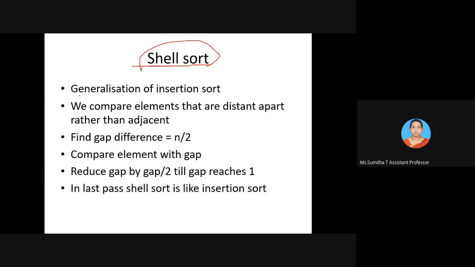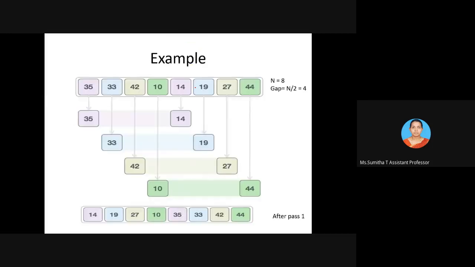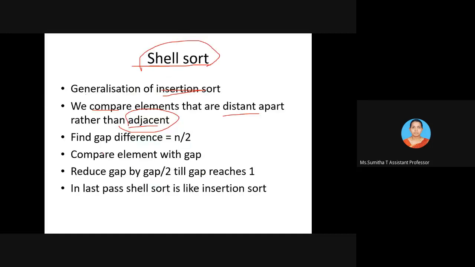So the next sort is shell sort. This is nothing but a generalization of insertion sort. We know how insertion sort works, it is like playing cards. Here also we are doing the same, but before that we have to do some steps. We compare elements that are distant apart rather than adjacent. In the previous case we were just comparing with the adjacent element. Here we make some gap and compare the elements.